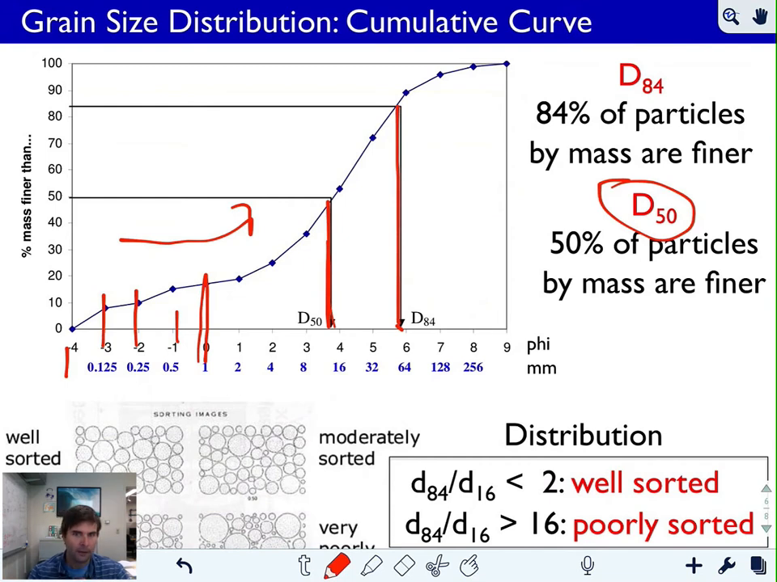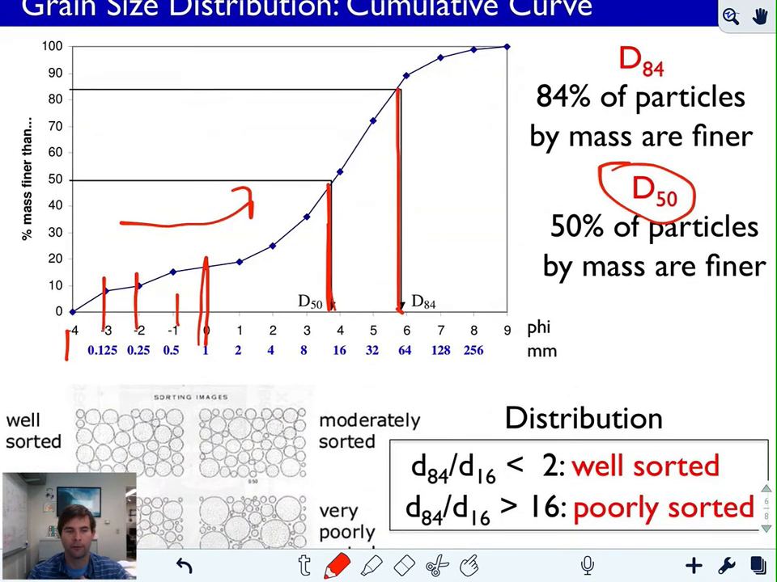Now, having two separate numbers, D84 and D50, allows you to determine how well sorted or poorly sorted the sample is. If it's well sorted and all the grain sizes are about the same size, then D84 and D50 are not going to be that much different. And you have that the ratio of D84 to D16 is less than 2. This is one of the definitions of well sorted.